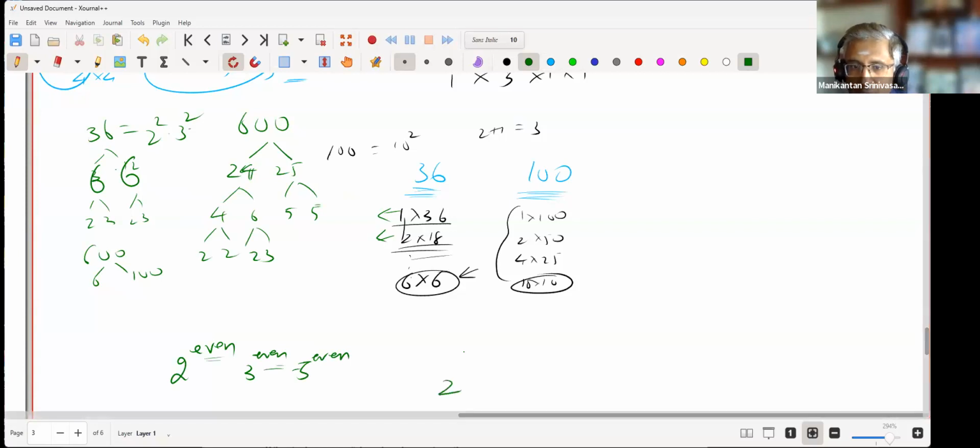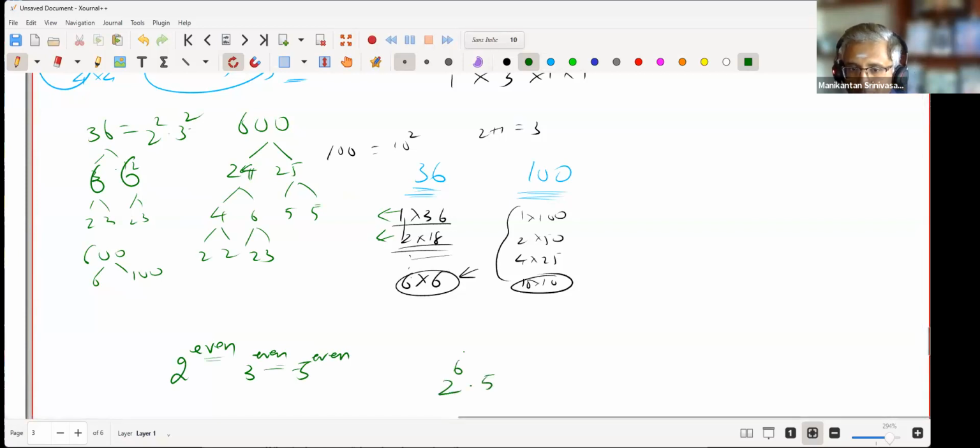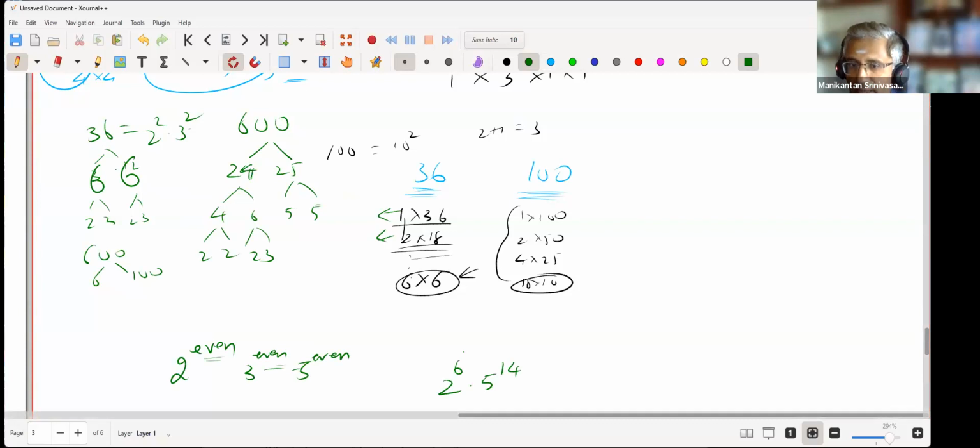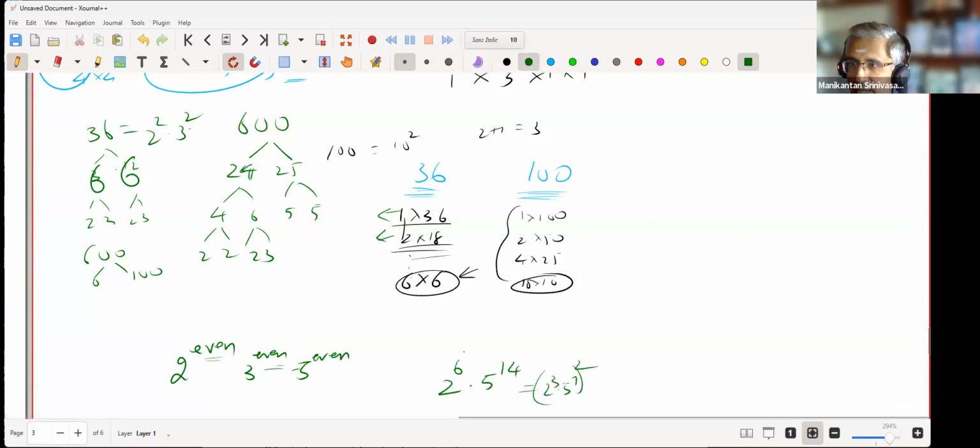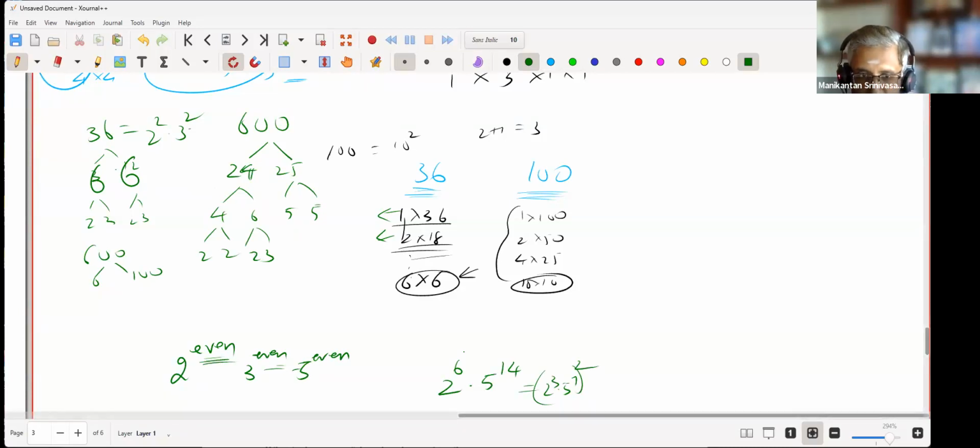For example, the number 2 power 6 into 5 power 14 is also a perfect square. It's the square of 2 cubed into 5 power 7. Right? Because all of these powers are even, when I add 1 to each of them, they become odd, odd, odd, odd. When I multiply the odd, odd, odd, odd, I get an odd.